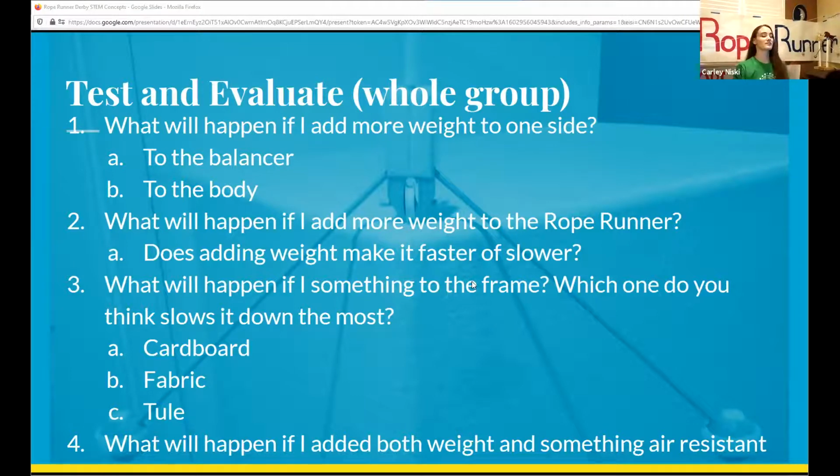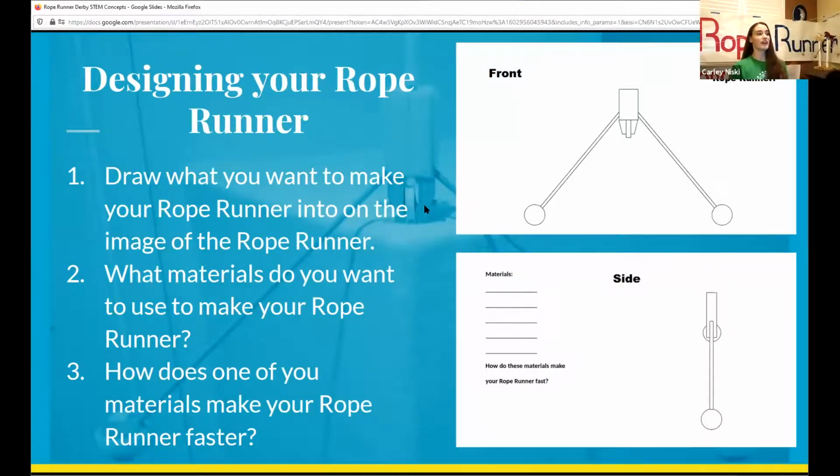Okay, so now we look at some of the materials and how the weight affects that. Now we can design a rope runner. This is where we're going to take that piece of paper that you got in your kit, and you can draw what you want your rope runner to look like. So we have a front side and then the back side. You can do a side profile and then a front profile. And then you can also write down what materials you want your rope runner to have on it, and why you think those materials make it have more air resistance or better balance, or how your design makes it balanced. Okay.